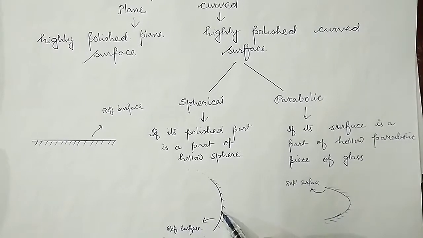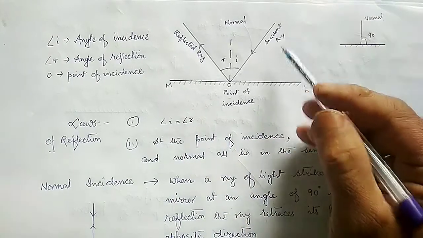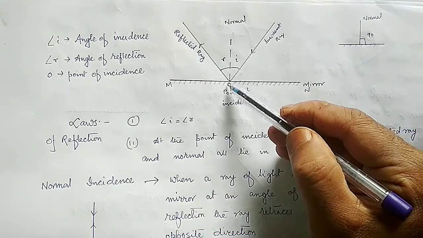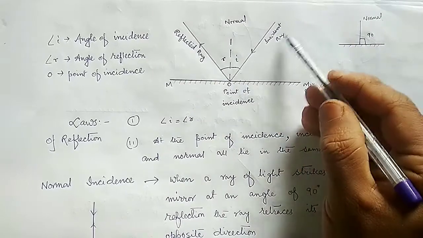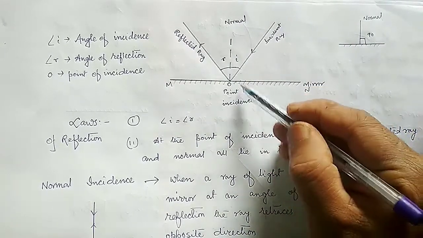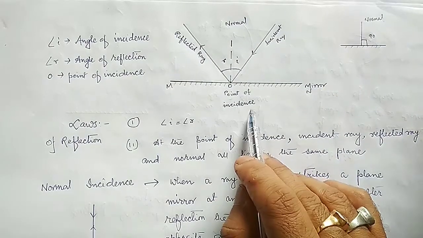And if you have a polished part of a hollow sphere, only this part converted into a mirror, and this is the reflecting surface, then these are called spherical mirrors. This is a mirror, and a ray of light strikes the mirror at a particular point, suppose O. Then this ray is called the incident ray, and the point where the incident ray strikes the mirror is called the point of incidence.